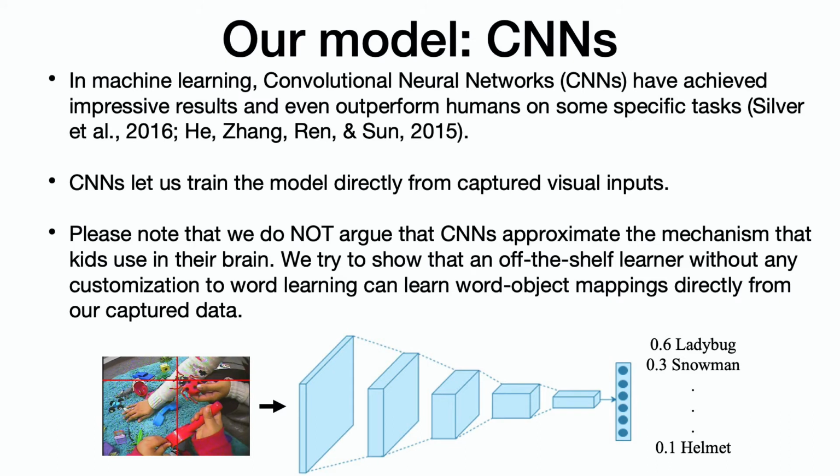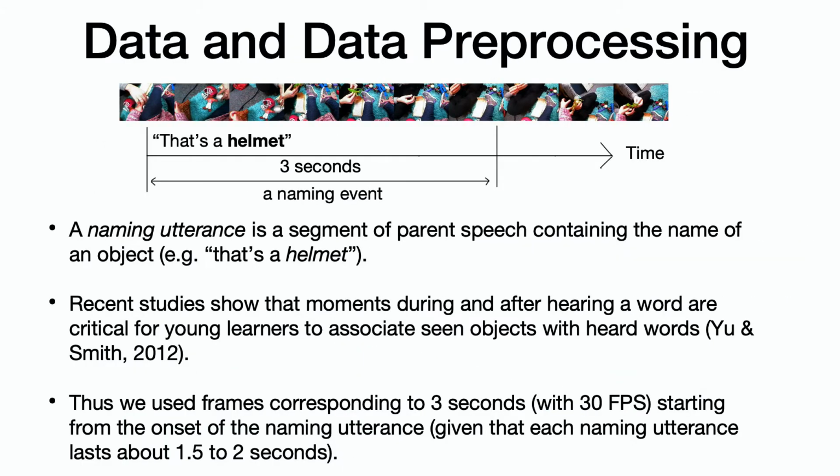To use this data for word learning, we use a model that can be trained directly from these captured images. Our model is a CNN, which has achieved very impressive performance in computer vision. Given an image, the model will output the probability distribution over the predefined objects. Please note that we do not argue that CNN approximates the mechanism that kids use in their brain. We just use it as an off-the-shelf learner without any customization for word learning. The model requires image and label pairs, and here's how we process the data to get them.